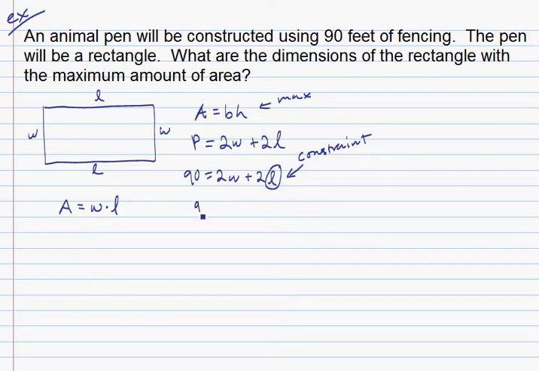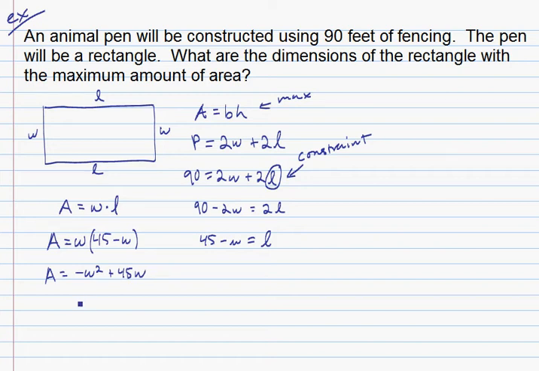So I'm going to subtract 2w from both sides, and then divide everything by 2. So this is 45 minus w. Okay, so that means in this equation, I could write w times 45 minus w. So by putting the constraint into the function I want to maximize, I now have an area function that is completely dependent on one variable. And I can write it as negative w squared plus 45w by distributing and then switching things around.